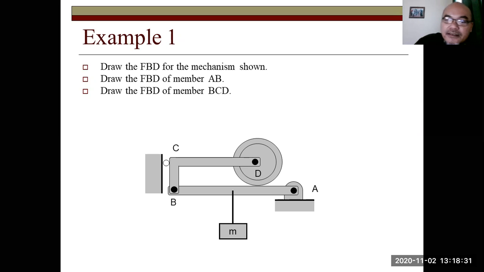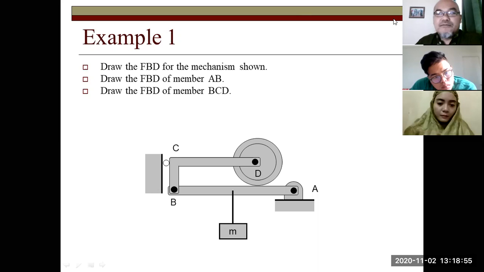Who is being connected with a weight or a mass M, meaning having a weight of M multiplied by G, the gravity acceleration, and that AB beam is being pinned to the floor at point A. So what does it mean? First, it is in equilibrium, so it doesn't move, okay?